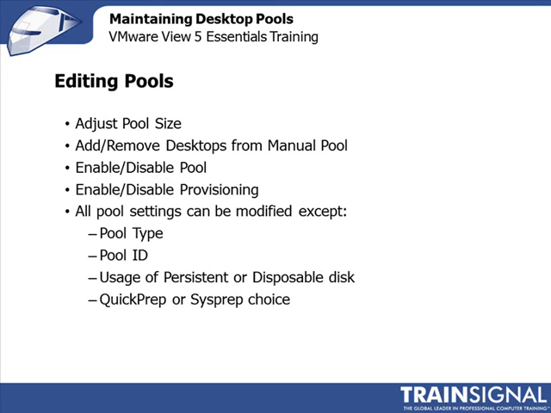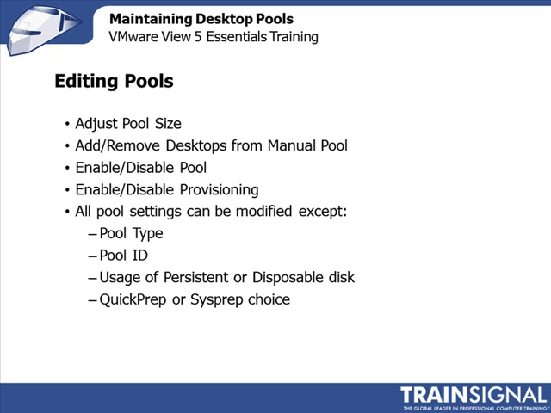So all the different pool settings I'm able to actually go back in and modify, with a few exceptions. One is the pool type. That's pretty self-explanatory, right? I can't go modifying a floating pool and turn it into a manual pool, or vice versa, or persistent to a non-persistent. So those types of decisions that are made, I need to stick with. If I need to make changes to that, I'm looking at creating a brand new pool and migrating users over to the new pool. The other one is the pool ID, right? We need to have some type of key or ID that's based on that pool that makes it unique. So we can't go modifying that particular aspect of it.